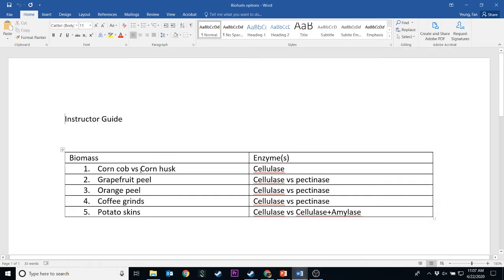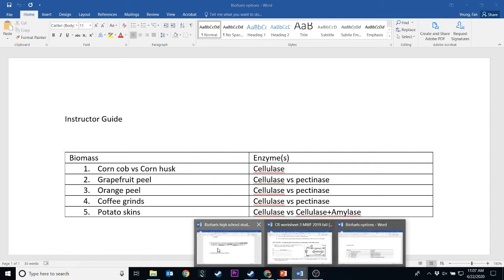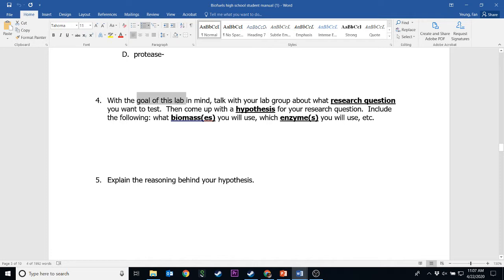For option 1, you can have any question, but for me, it would be something like, does corn cob or corn husk make more bioethanol with cellulase? So that's the kind of question I'll have. If I'm using option 1, my question for this lab will be, does corn cob or husk make the most bioethanol with cellulase? Okay, and then your hypothesis will be something like this.